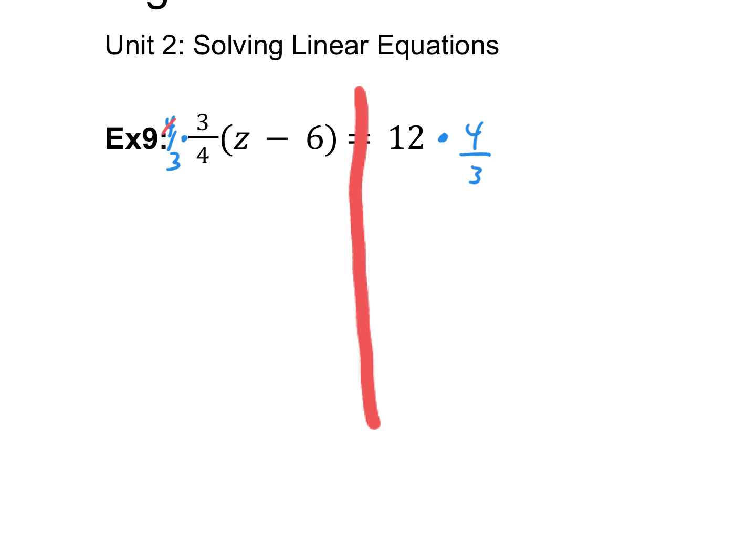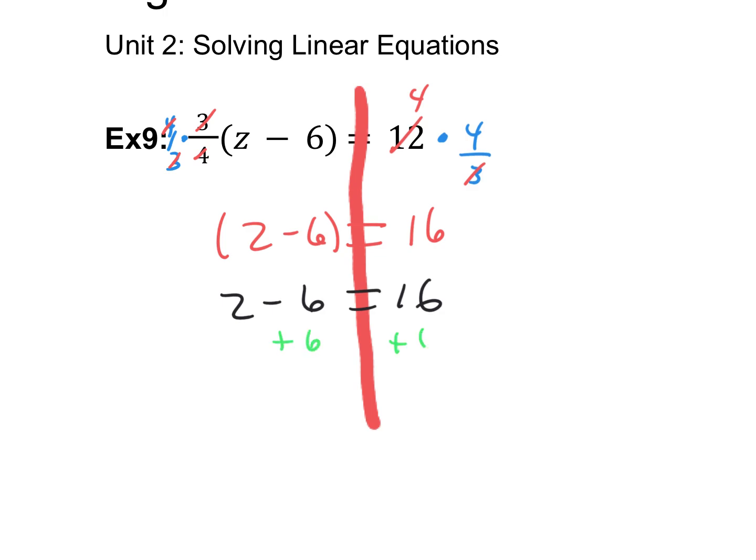once again, these cancel out, giving you 1. So it would be just z minus 6, with or without parentheses at this point is fine. And then this would be 16. Actually, I'm going to write it without the parentheses. Now you're down to a one-step equation. You're going to add 6 to each side, and you're going to get z is equal to 22.